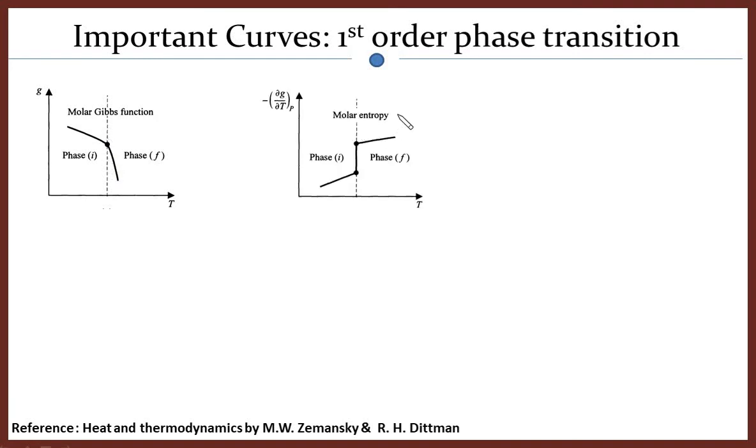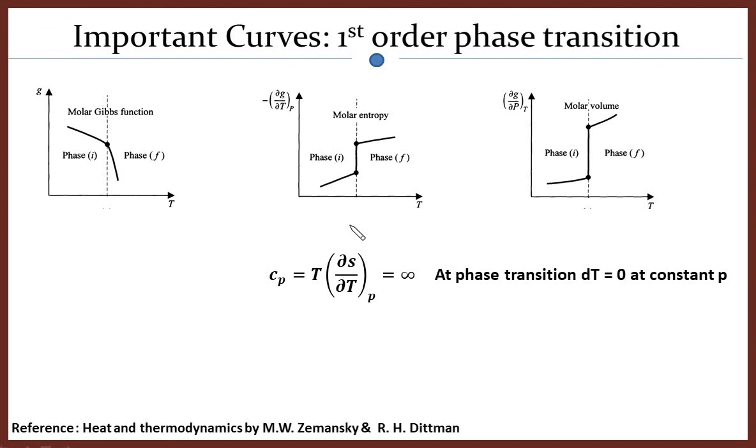This is the curve for molar entropy, which is also equal to the first derivative of the Gibbs function. And here we can easily see that in the initial phase I, this entropy is constant, but at the point of transition suddenly it changes from Si to Sf. Therefore, there is a discontinuity in the first order derivative of the Gibbs function. Similarly, the molar volume is also discontinuous at the phase transition.